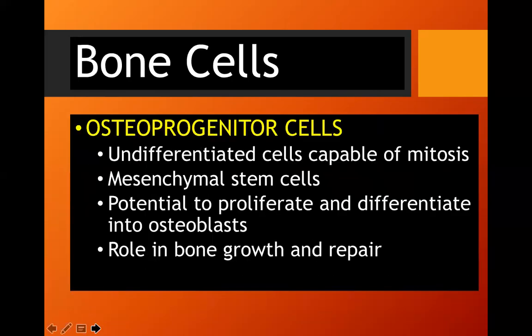But before we discuss the bone itself, let's talk about the cells in the bone. All right, the first one is the osteoprogenitor cells. When we say osteoprogenitor cells, they are undifferentiated cells that are capable of mitosis. This is also known as your mesenchymal bone cells. Osteoprogenitor cells are also known as your mesenchymal stem cells. They have the potential to proliferate and differentiate into the next type of bone cell, which is your osteoblast. And also, this type of cell has a role in bone growth and repair.